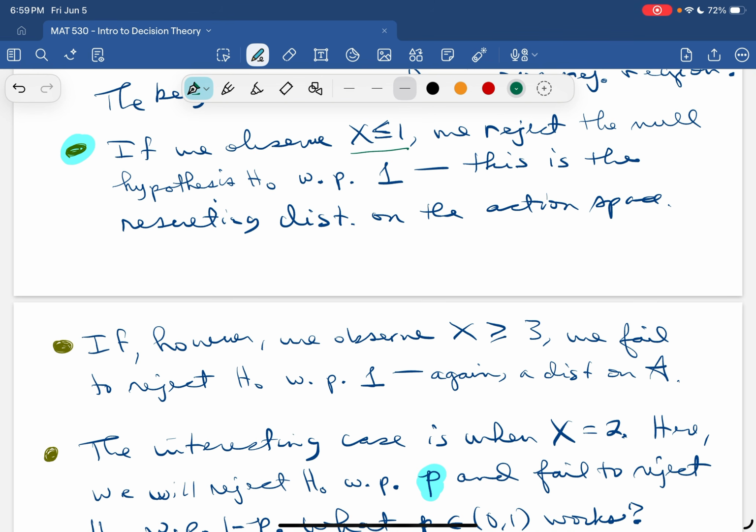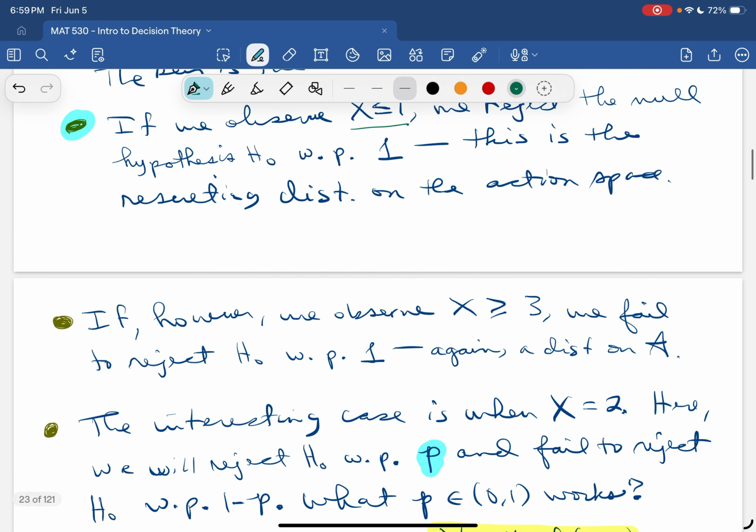So we want to make this test have a significance level exactly equal to 0.05. And so the key here is that we will reject the null hypothesis with probability little p and fail to reject with probability 1 minus little p. And so the question is, what little p works? So the idea is that when we observe exactly 2 successes, then we quote-unquote flip a coin of sorts. But it's not a fair coin. It's going to be an unfair coin.